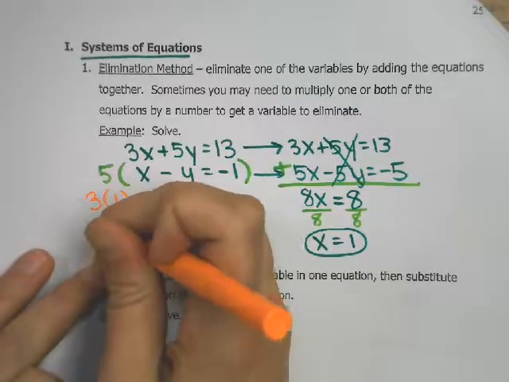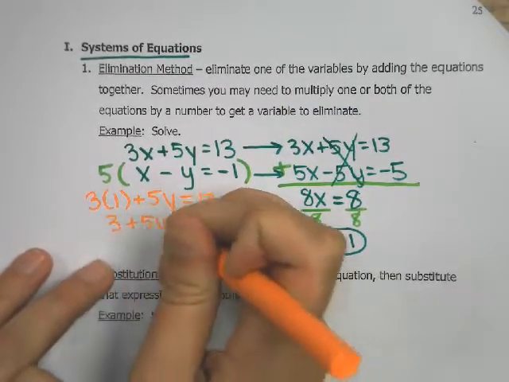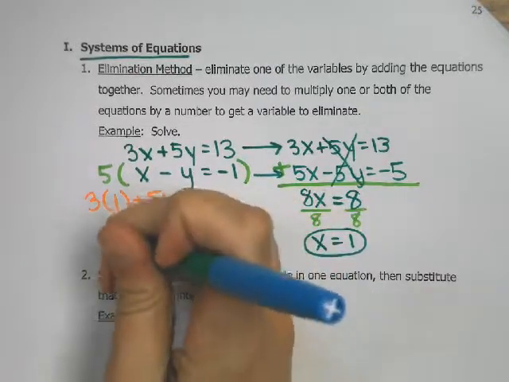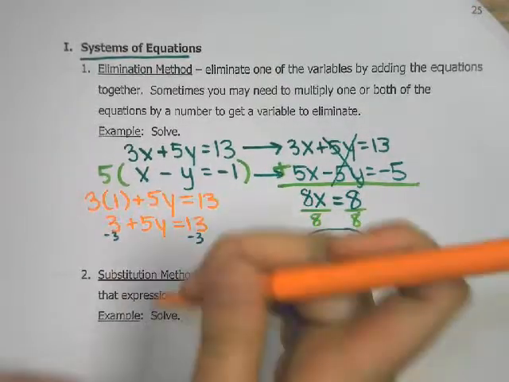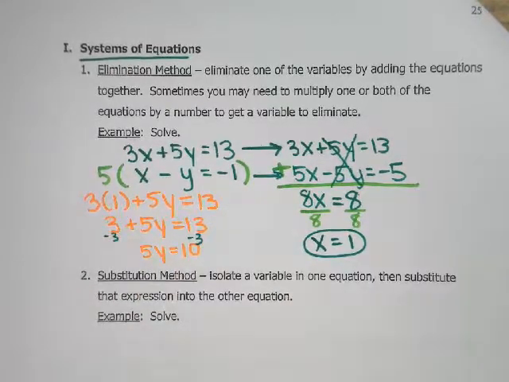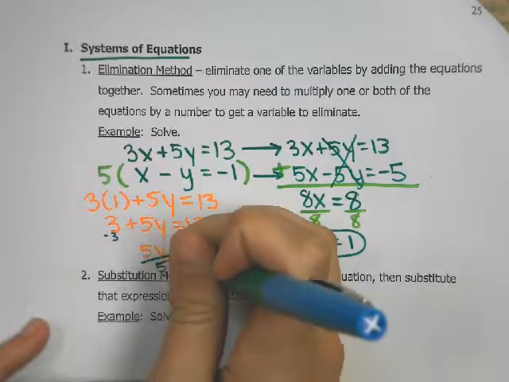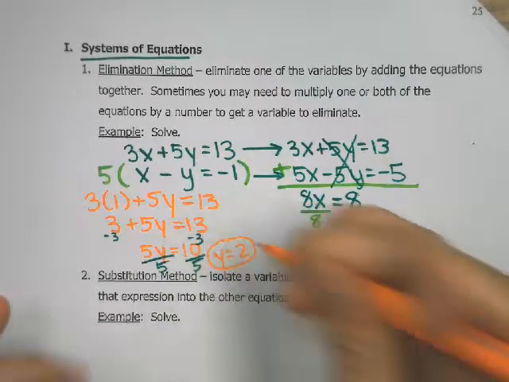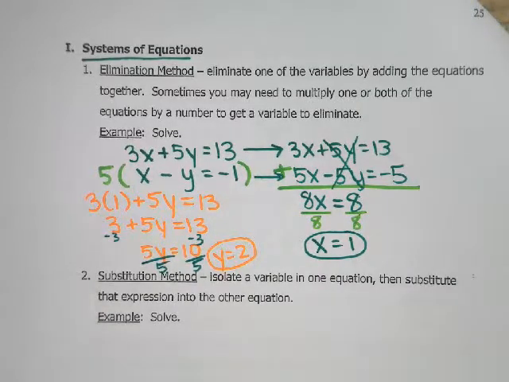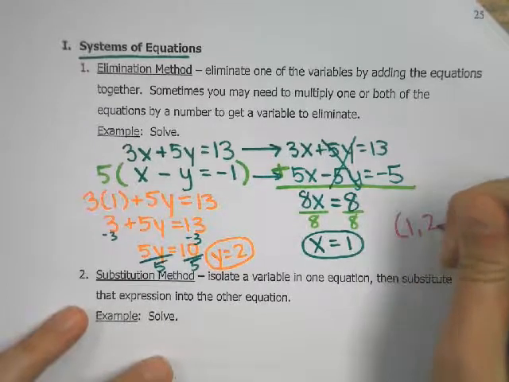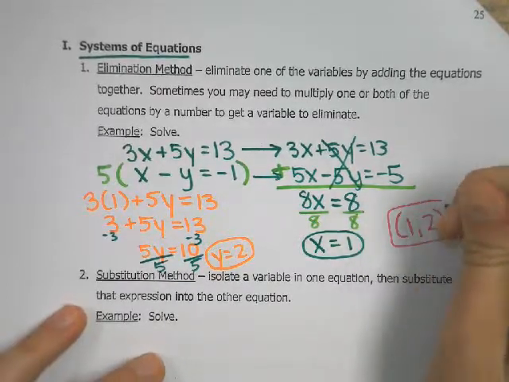And I'm going to solve this. So 3 times 1 is 3. Subtract 3 on both sides. So 5y equals 10. And we divide by 5. So y equals 2. Most of the time, whenever you're solving a question like this, you're going to write your answer as an ordered pair. x, comma, y. And this is my solution.